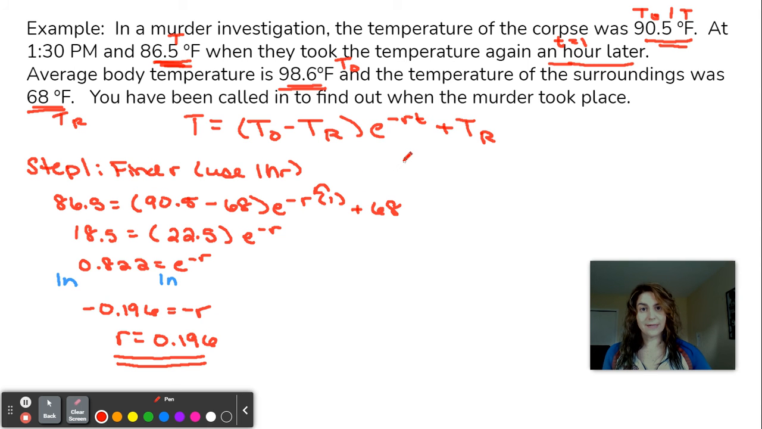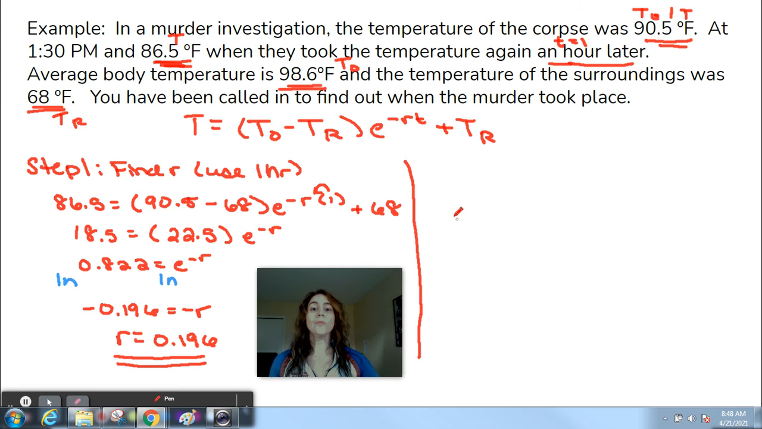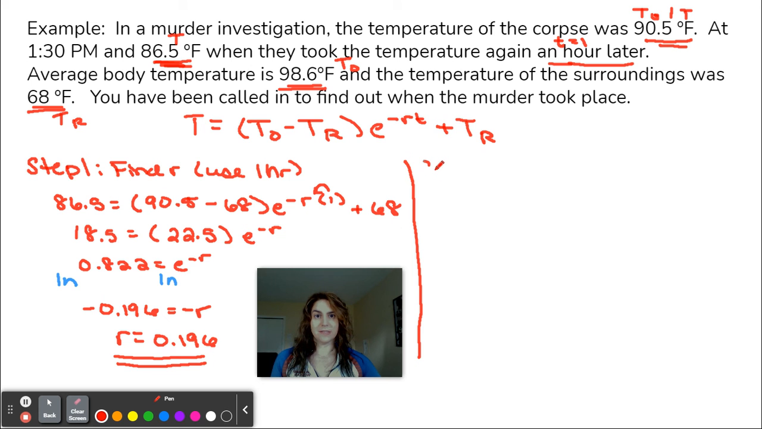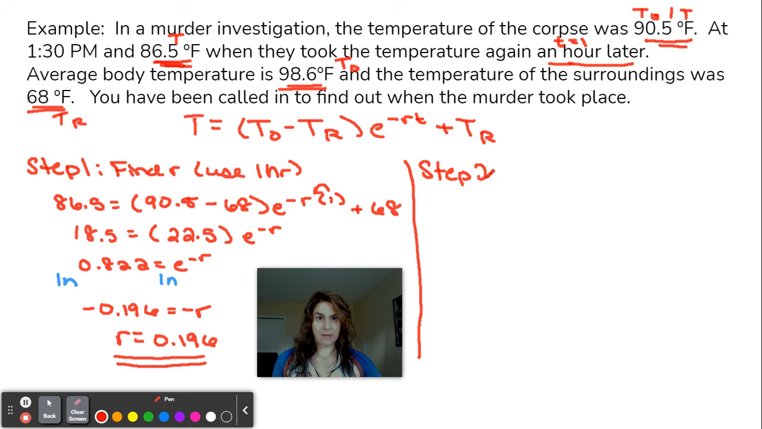Now I can go back and use the original info, move myself over here, in order to find the time of death. Okay, so that's going to be step 2. Find T. And this we're going back to the use original. So I've already used the 86.5. I've already used the 1 hour. I'm not using that stuff anymore. Going back to when they first found the body was 90.5 degrees.